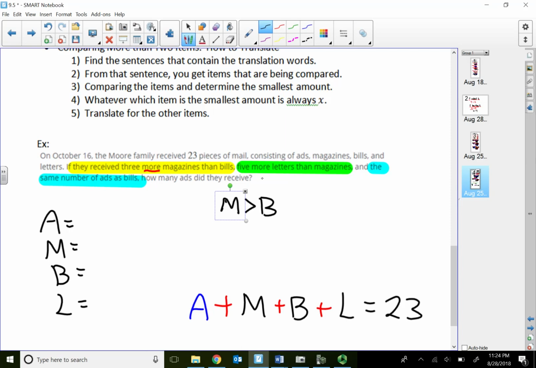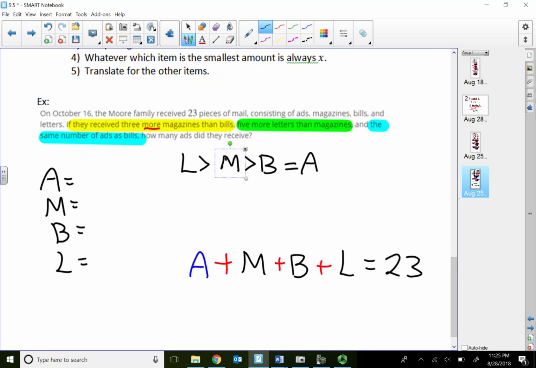Then the green one says five more letters than magazines. So that means letters is even bigger than magazines, which is bigger than bills. Then the blue one says the same number of ads as bills. So the ads and the bills are the same. So who are the smallest amount? The bills and ads, because they are the same. So these two items have to be the smallest, and we let them be X.